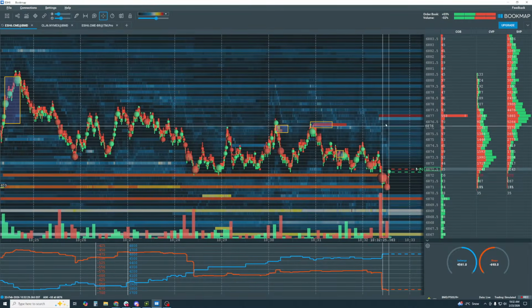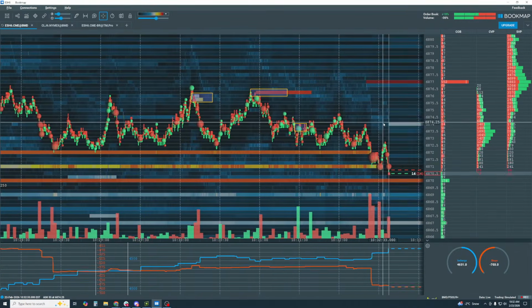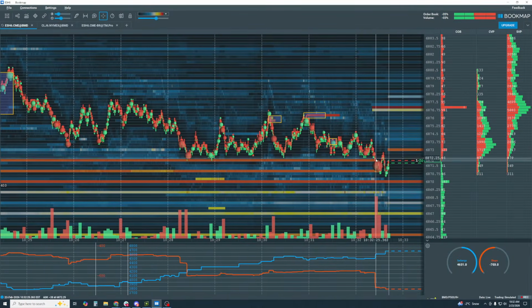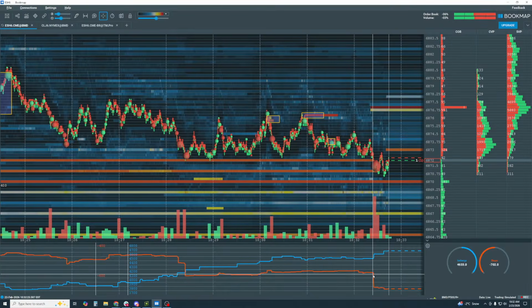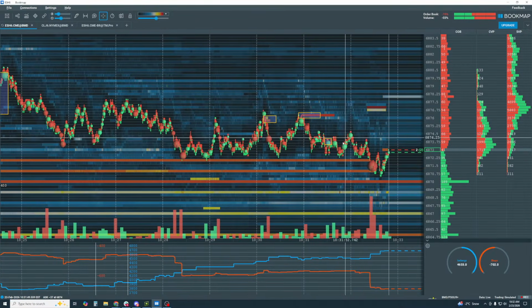71, 72, 70 area here. Okay, but that's about it. That's all I'd be looking for here. Okay, here's our stop run. We would assume that as well. That would happen here due to some of the trapped buyers in here.